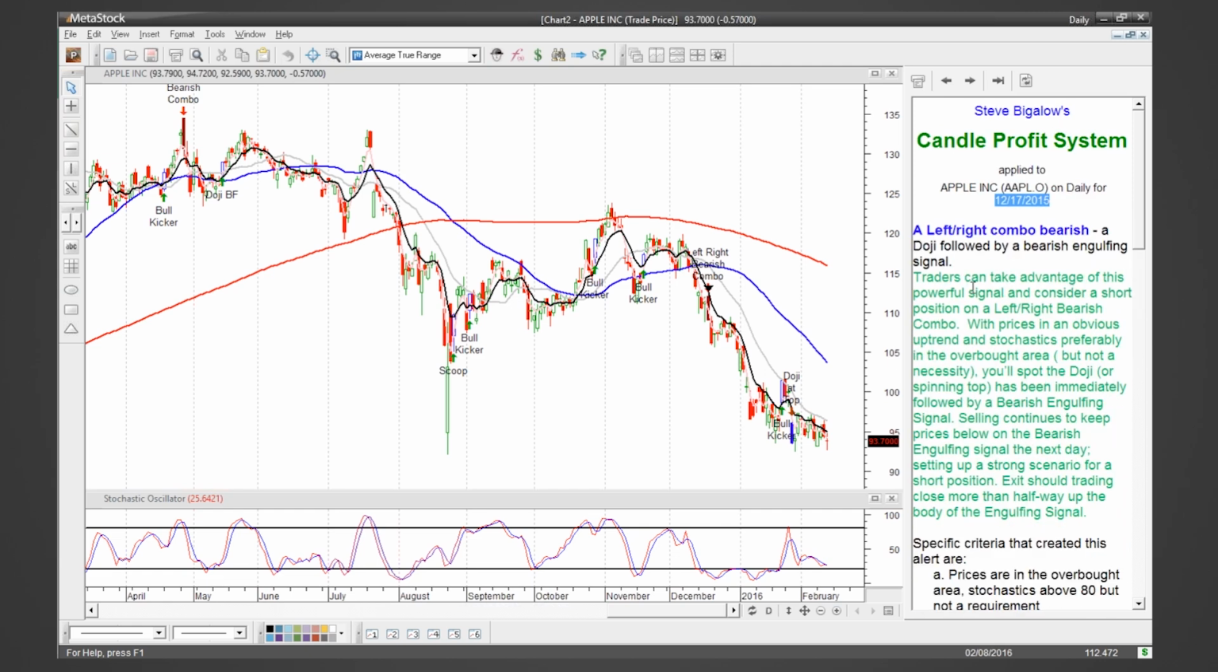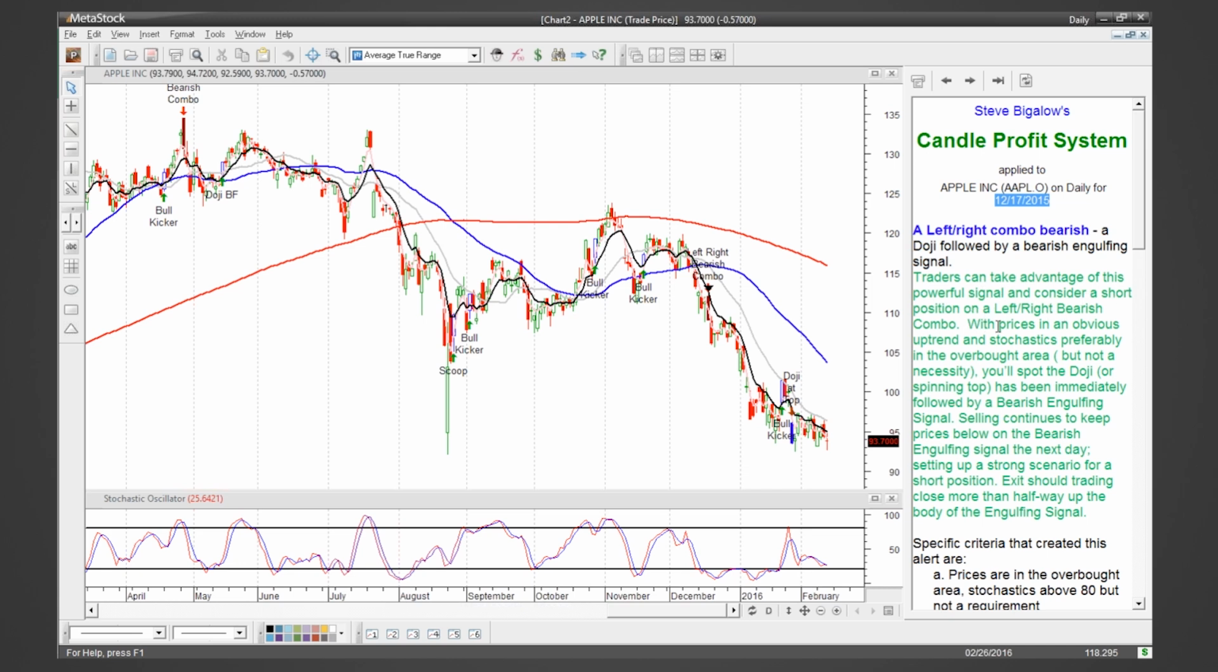A left-right combo bearish happened. This is a doji followed by a bearish engulfing signal. Tells us how we can take advantage of this. And this is built for every one of the 21, 22 patterns that we've got built into the software. So in this particular case, it's telling us a left-right combo bearish has happened. If you're interested in taking advantage of this powerful signal, you should consider a short position.